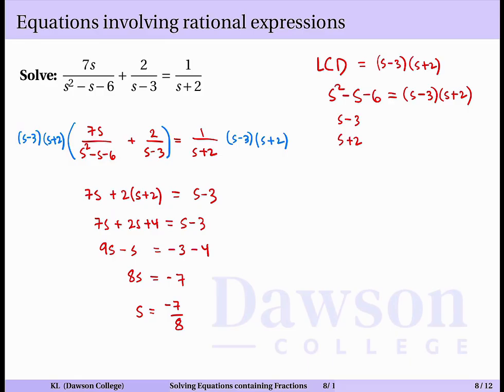And if you look at these denominators, we don't want this to be 0, we don't want this to be 0, but this would imply that your s cannot be 3, s cannot be negative 2, and the value that we have obtained is negative 7 over 8, which means this is the solution. This one here is the solution. Okay?